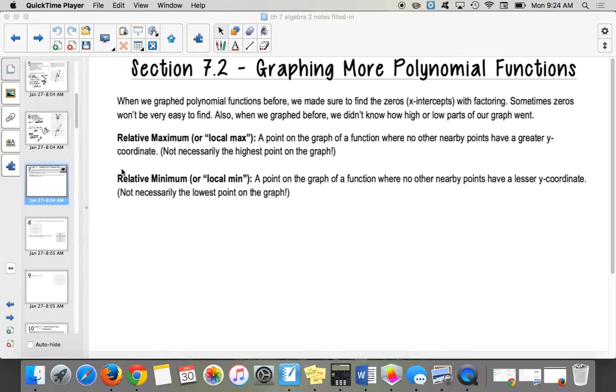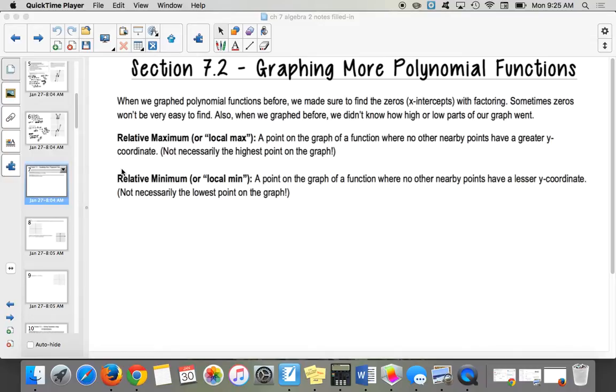But sometimes zeros aren't super easy to find. So sometimes the zeros aren't exactly at -2 or -3, right? It's between -2 and -3. Also, when we graphed before, we didn't know how high or low parts of the graph went. And I told you before that if you want to find a maximum or a minimum, you actually have to take calculus.